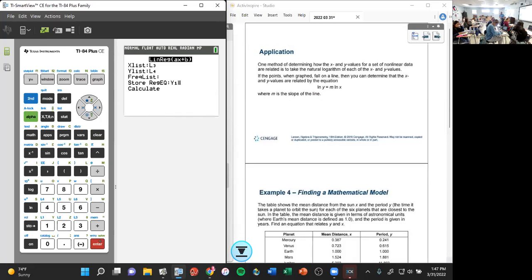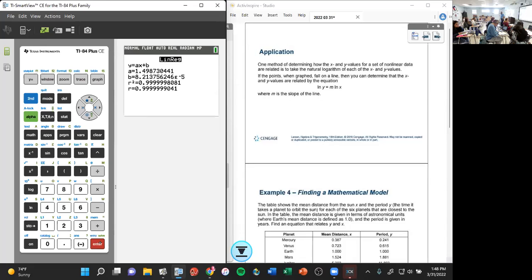By storing it, we'll be able to see not only our points, but we'll also be able to see the line. Instead of having to type the equation in, it's going to store it for us. Okay, go press enter. Press enter on calculate.